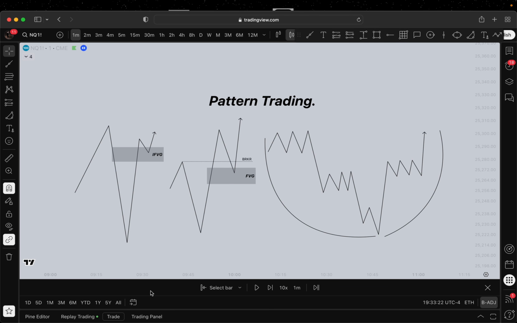Yo, what's going on? Today we're going to be going over the biggest killer of profitability, and that is pattern trading. That essentially means taking this inversion model pattern and then just putting it anywhere in the price and taking that entry simply because it looks like this. The same goes for the unicorn model, and the same goes for market maker models.